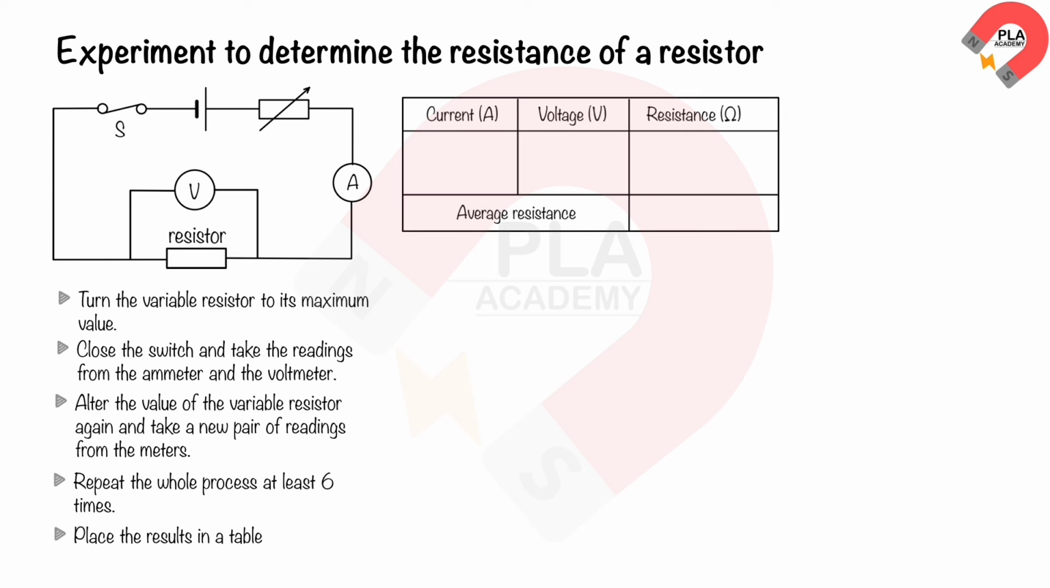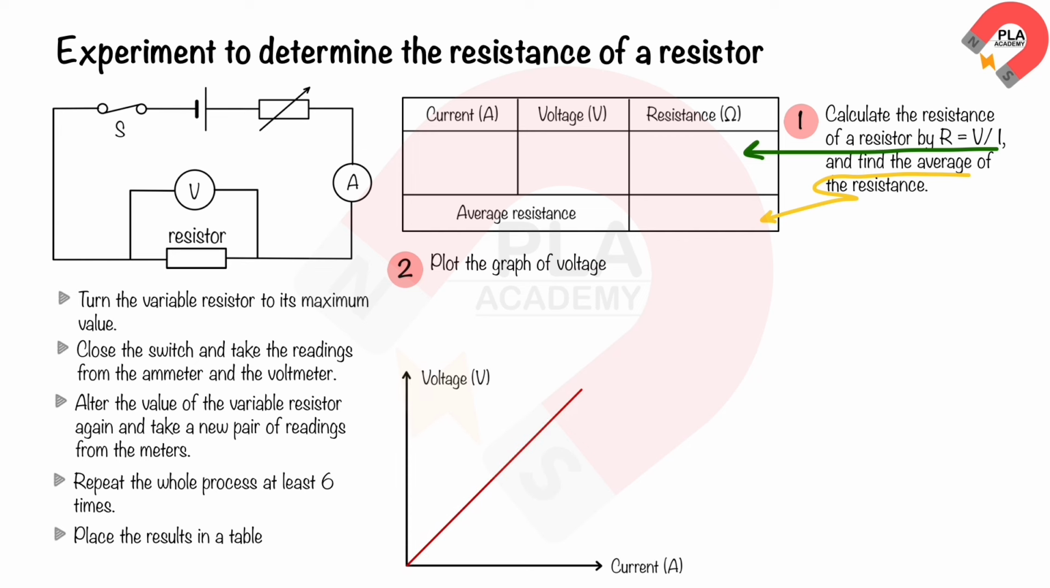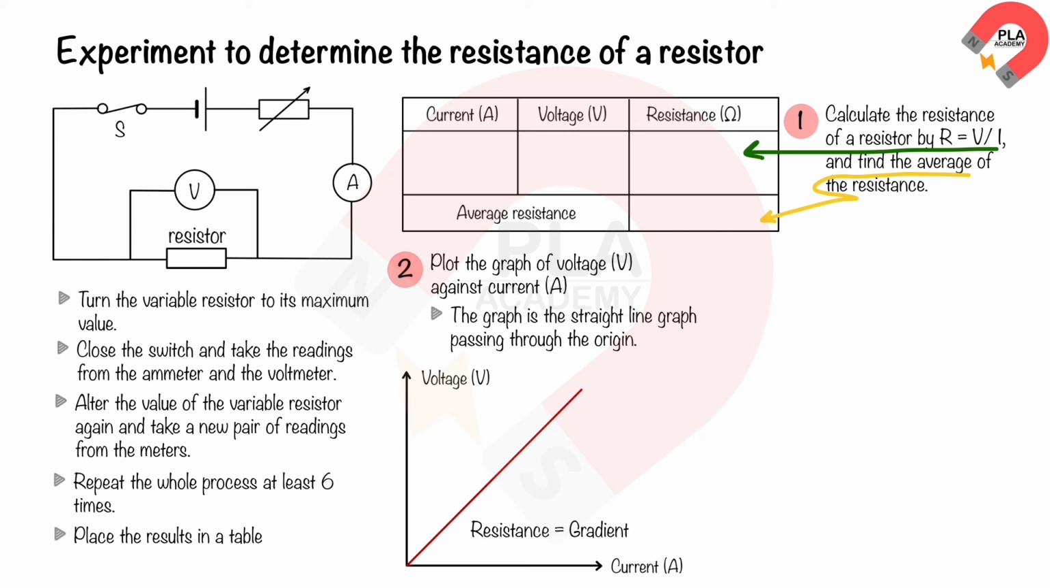We can find the resistance of a resistor by 3 methods. First, calculate the resistance of a resistor, R, by the equation R equals V over I for each pair of results, and find the average of the resistance. Second, plot the graph of voltage against current, which is a straight line graph passing through the origin. The resistance of the resistor is the gradient of the graph. The steeper the slope, the greater the resistance of the wire.